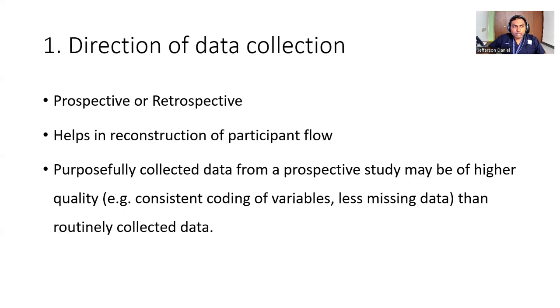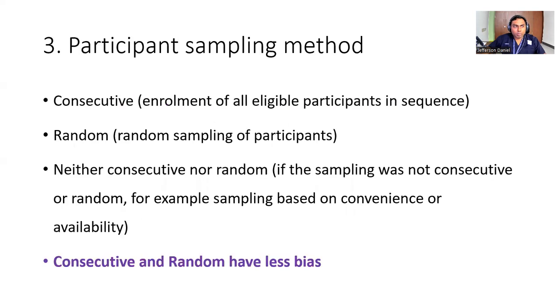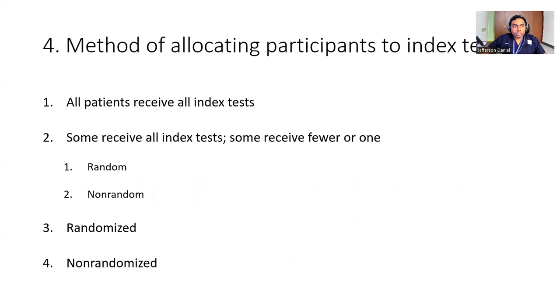So I have already explained, right? The data collection can be prospective or retrospective. Okay, you have to reconstruct the participant flow, and whether the data was collected prospectively or they have obtained it from records. Sometimes the data may be missing. So all those are important. Whether it is a single gate or a multiple gate, I told you, right? Based on the eligibility criteria, whether you are using the same population or using a normal population and an abnormal population, both consecutive and random sampling methods are accepted, whereas convenient sampling is not something which we would encourage. It's not a good method.